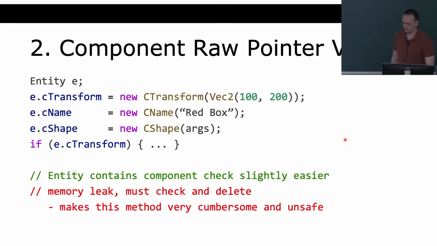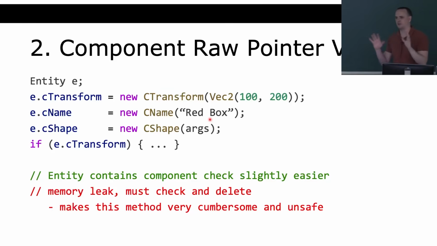Sure, right? So for example, if I've already allocated these things, and then somewhere down here in the code, I say e.cname equals new name blue box, then what's happened? I haven't freed the memory of the previous one, right, of the previous allocation. So anytime I want to change a component, I would have to first check to see if it was null. If it's not null, I would free that component, and then I would create the new one. And that just creates like nightmares all over the place in your code.